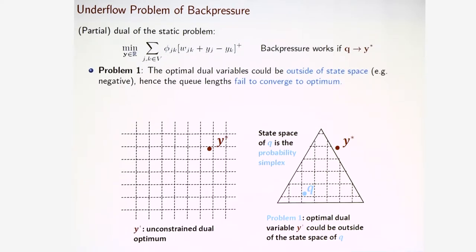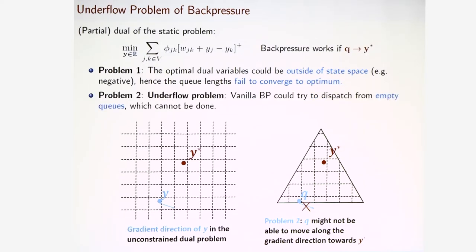However, there are issues with the vanilla version of back pressure. Let's look at this illustration. Y star is the unconstrained dual optimum. The dual problem is unconstrained, right? However, the state space of your Q length is constrained. Recall there's a fixed number of cars in the system. After normalization, the state space is a probability simplex, right? So if your Y star lies outside of the probability simplex, then your Q length is never going to converge to the optimal dual variable, and your policy is not going to be asymptotically optimal.